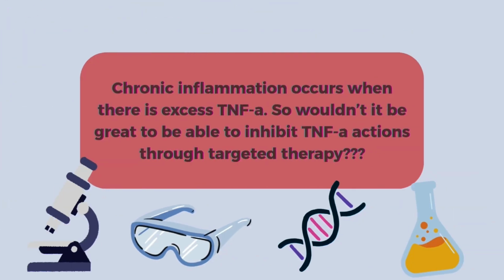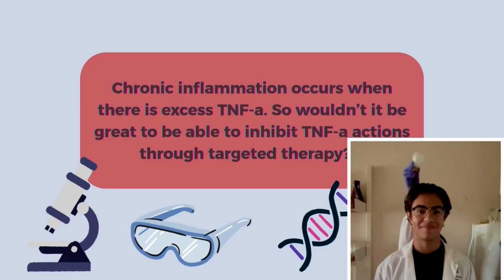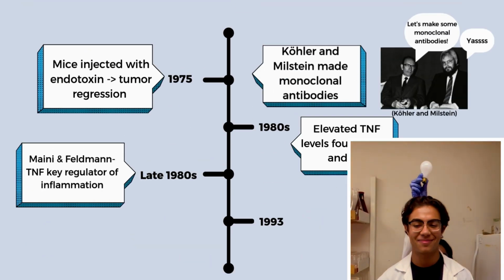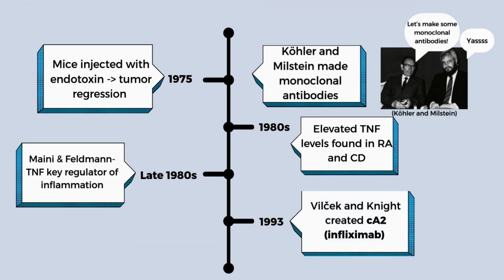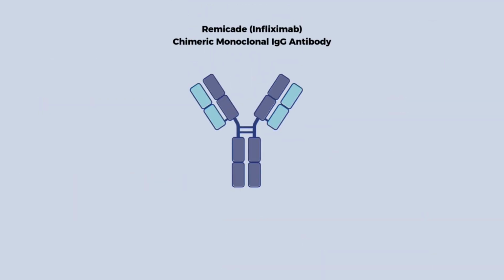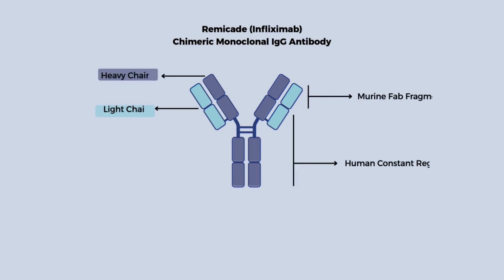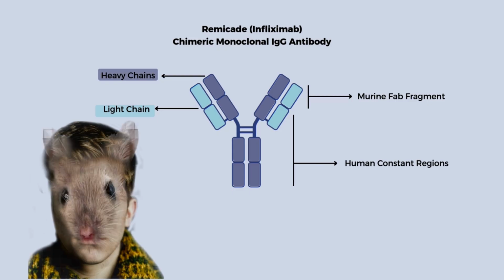So wouldn't it be great to be able to inhibit TNF alpha actions through targeted therapy? In 1993, two scientists at Centocor, Vilcek and Knight, set out to combat TNF alpha using monoclonal antibodies. They created cA2, later termed infliximab, the antibody in Remicade. It's a recombinant chimeric IgG monoclonal antibody, part human, part mouse.